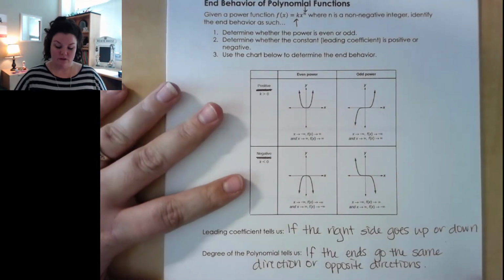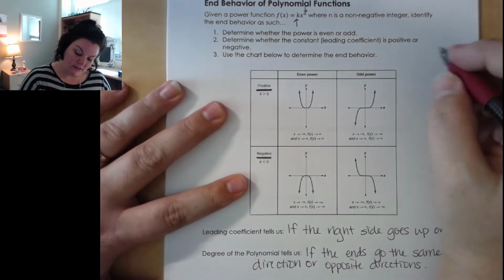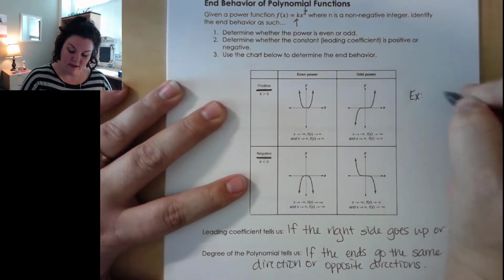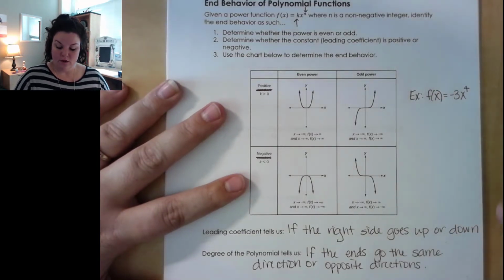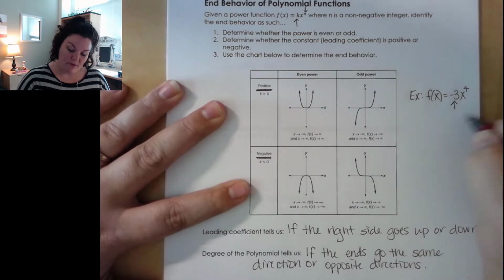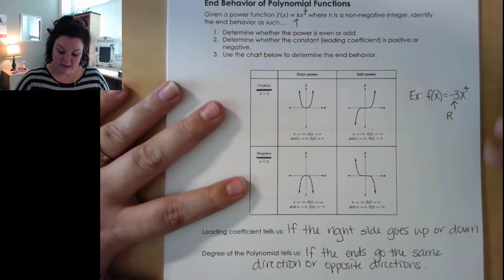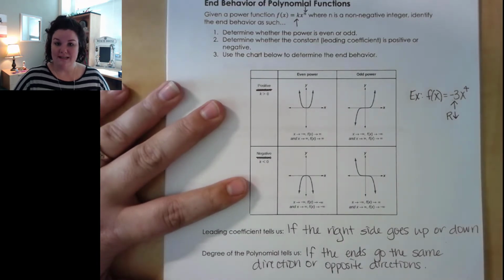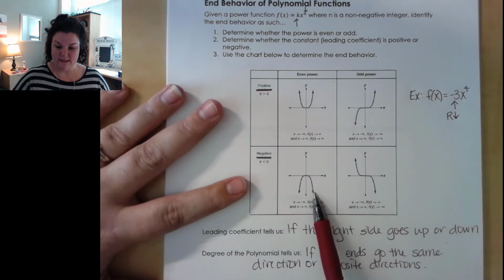Okay, so all we have to do is look at this little number. Let me give you an example. Let's say we have f(x) = -3x^4. Notice I see a negative leading coefficient. Remember, this negative leading coefficient tells us what the right side does. If it's negative, that means the right side goes down. Negative leading coefficient means the right side goes down.